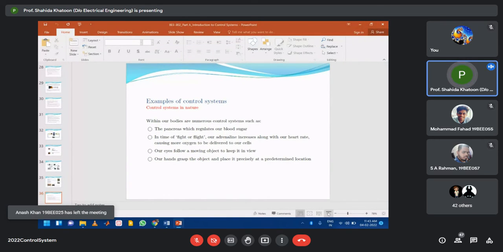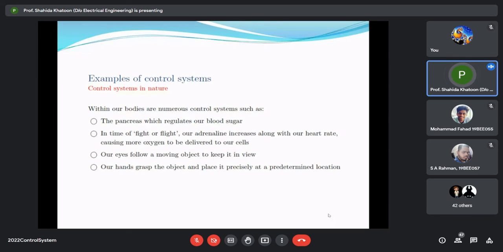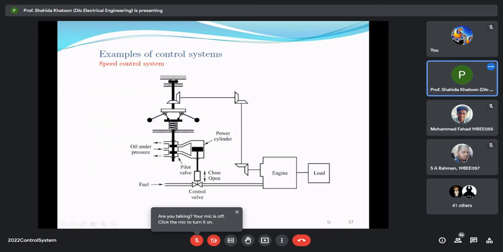So other examples of control systems are natural control systems, which are within our body. For example, the pancreas, which regulates our blood sugar. In time of fight or flight, our adrenaline increases along with our heart rate, causing more oxygen to be delivered to our cells. Our eyes follow a moving object to keep it in view. Our hands grab an object and place it precisely at a predetermined location.